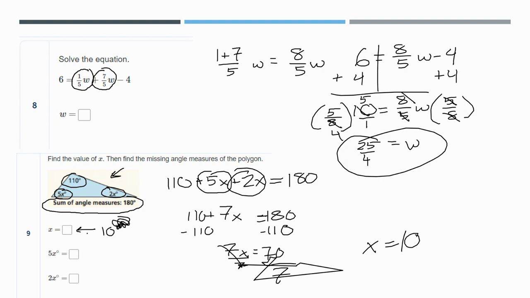On the second one, what we're doing is we're going to use that information to find what 5x is. So this corner has to be 5 times 10 degrees. So 5 times 10 is 50. That's our answer. And this answer, we have 2 times that x. Well, x was 10, so 2 times 10 is 20. And those are our 3 answers for problem 9.